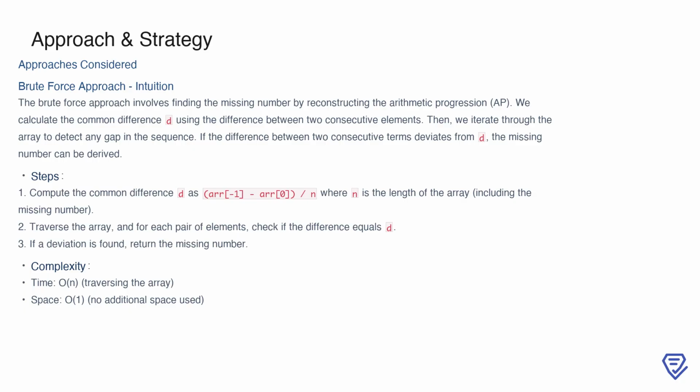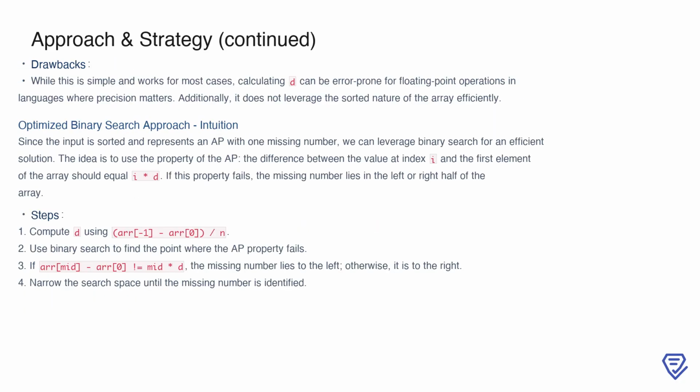This method is simple and requires only a single pass through the array, making its time complexity O(n). Additionally, since no extra space is needed, the space complexity is O(1). However, the brute force approach comes with some drawbacks. Calculating the common difference d can introduce errors in languages that handle floating point operations with limited precision, potentially leading to incorrect results. Another inefficiency is that this approach doesn't fully exploit the fact that the array is sorted.